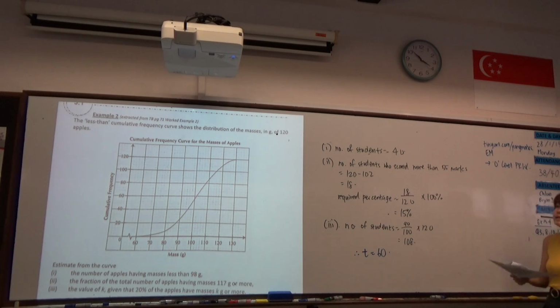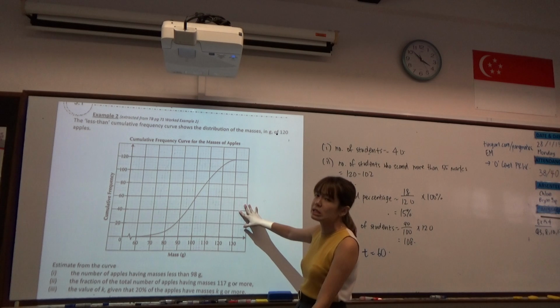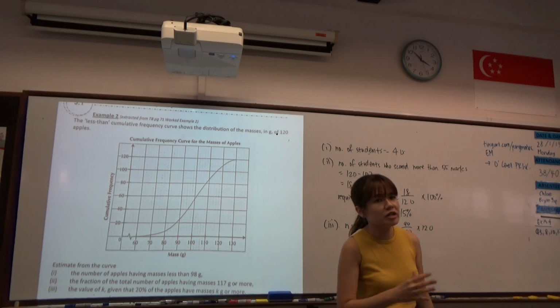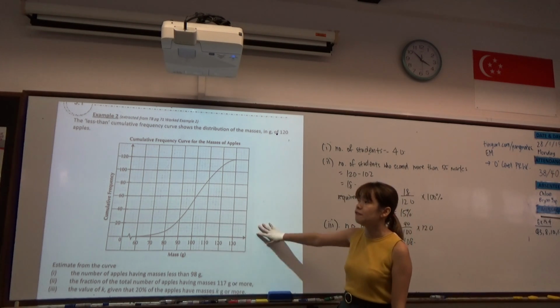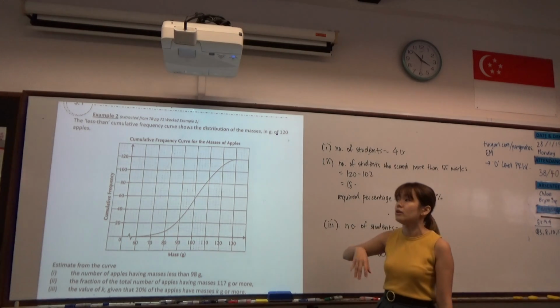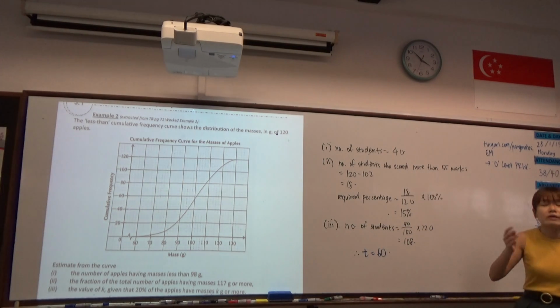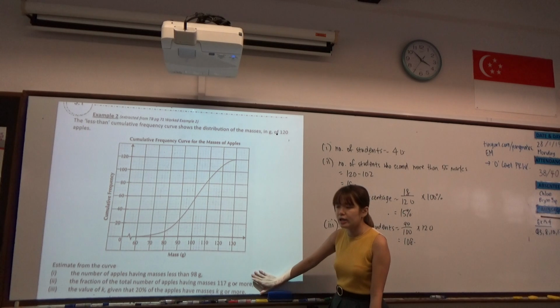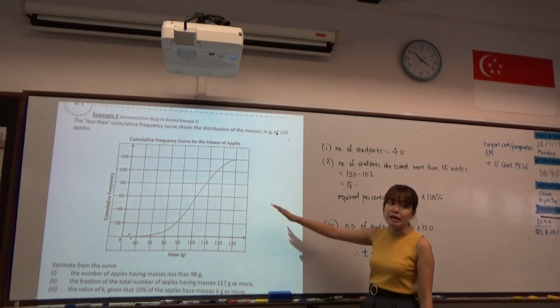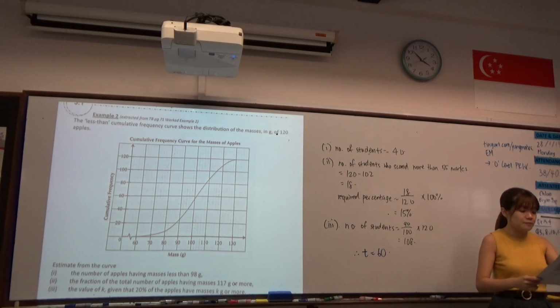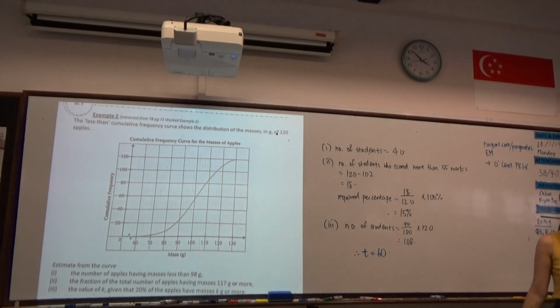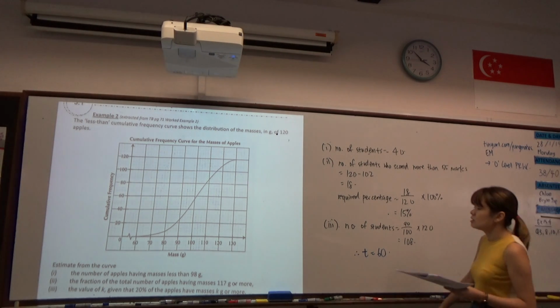So in this case, this is a less than cumulative frequency curve. You really don't need to bother yourself about whether the curve is a less than cumulative frequency or a less than or equals to. The question should definitely have proper matching to the context of the question. So in this case, there are 120 apples.